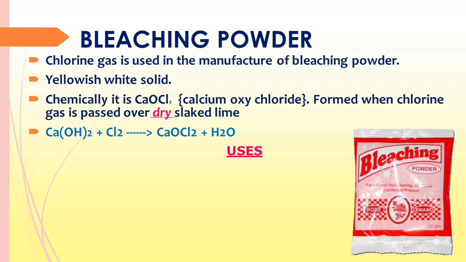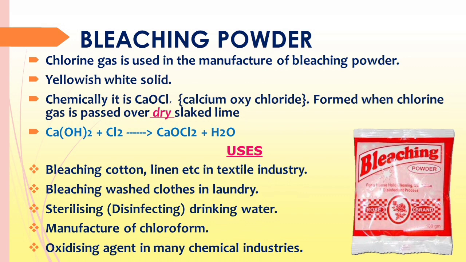Let us check the uses of bleaching powder. The widespread use of bleaching powder is in bleaching cotton and linen and washed clothes in laundry and textile industry. It's a very good sterilizing or disinfecting agent and hence is used in disinfecting drinking water. It's a raw material in the manufacture of chloroform, as well as it acts as an oxidizing agent in chemical industries.